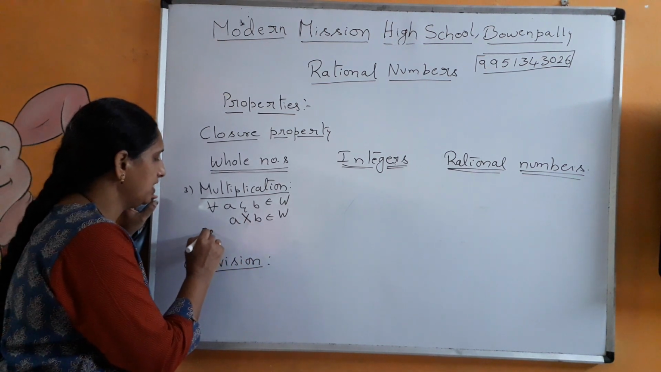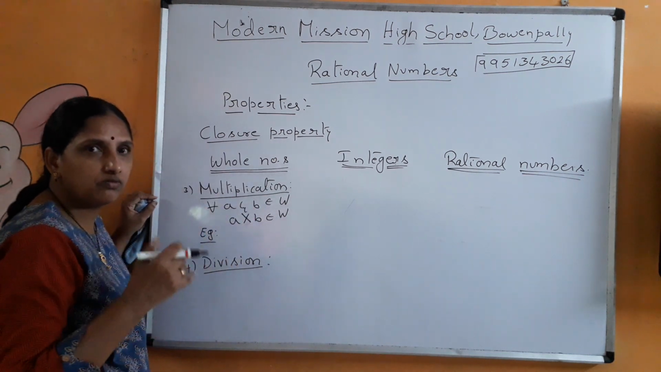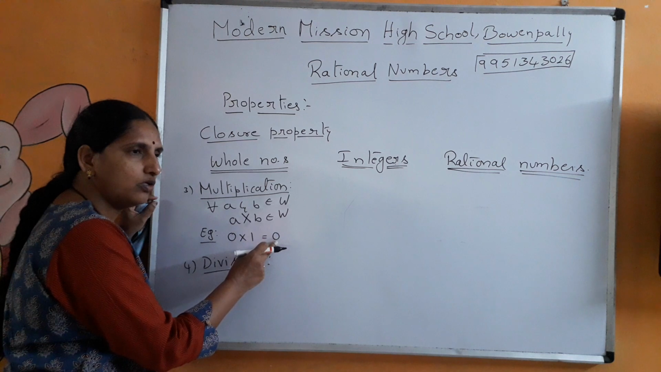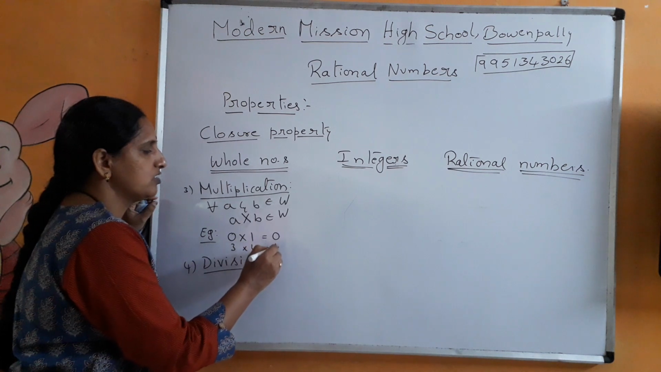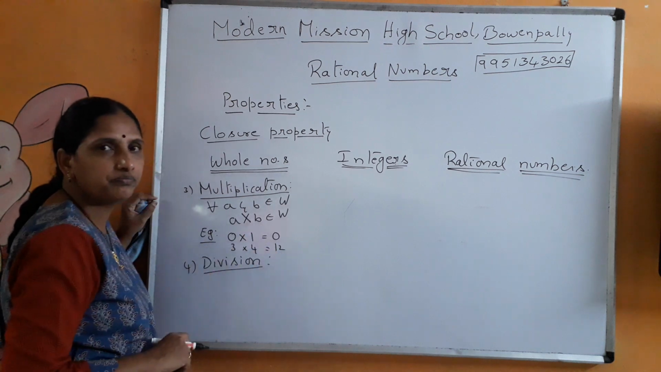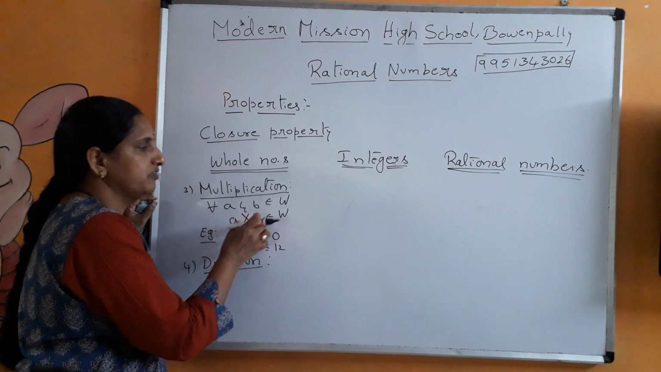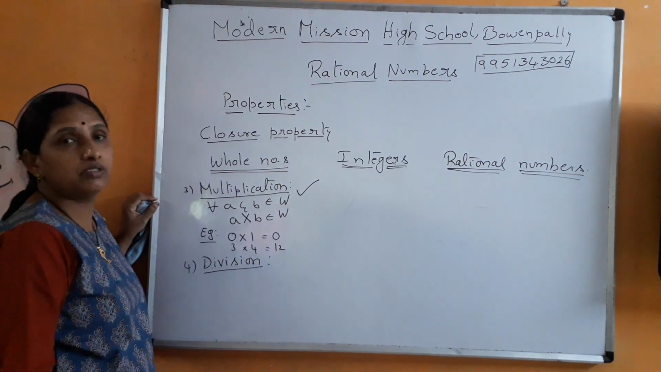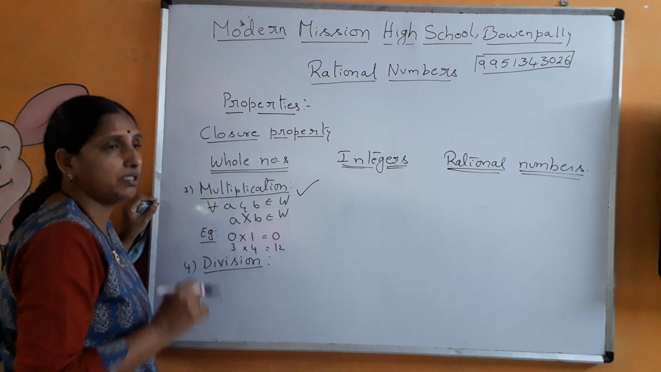So what example should I take? In my example I should always have a and b to be whole numbers. What whole numbers? Let me take 0 again. 0 into 1, which is equal to 0. Is 0 a whole number? Yes, 0 is a whole number. So let me take 3 into 4, which is 12. 3 is a whole number, 4 is a whole number, 12 is also a whole number. So whenever you are taking two whole numbers, the product of those numbers is always a whole number. So therefore, whole numbers obey closure property under multiplication. Right?